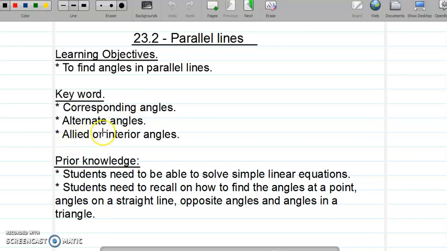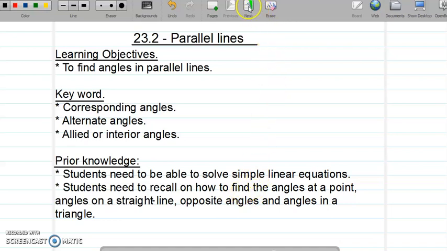or the interior angles. But before we can embark on this, the student needs to be able to solve a simple linear equation. A student must be able to solve a simple linear equation, and must also recall how to find angles at a point, angles on a straight line, opposite angles, and the angles in a triangle. These are what we did in our previous class about angle facts. We treated this in our previous class.